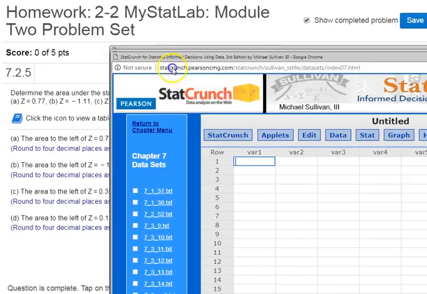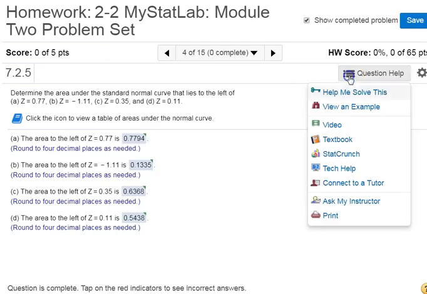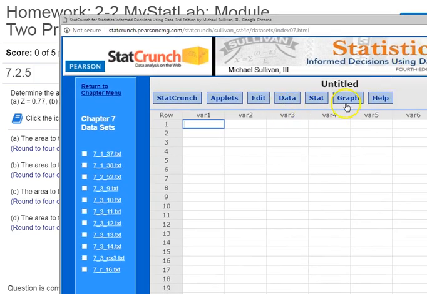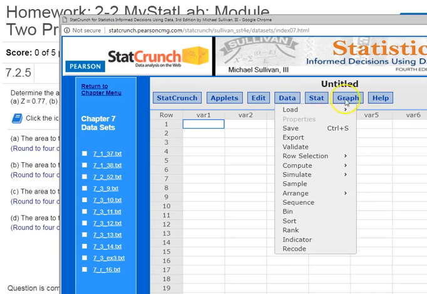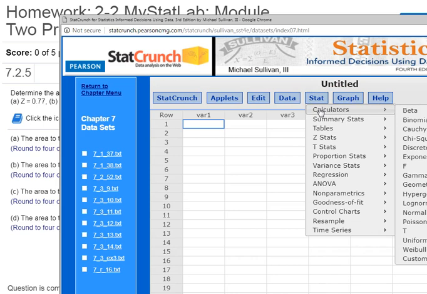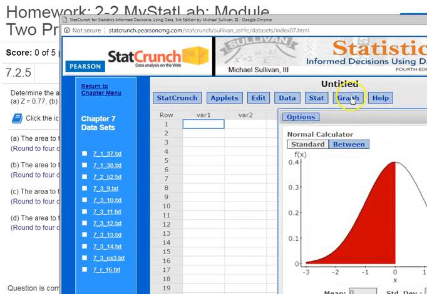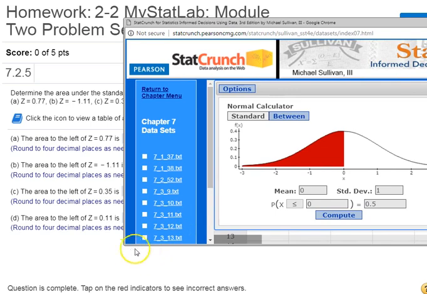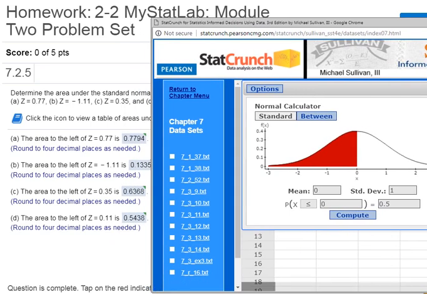Let me pull up StatCrunch here. If you go to Question Help, StatCrunch, you can load StatCrunch. Then we go to our calculators, Stat, Calculators, and then our normal distribution calculator. This gives a great illustration of what we're looking at here. Let me resize it a little bit. We want the area to the left of 0.77.